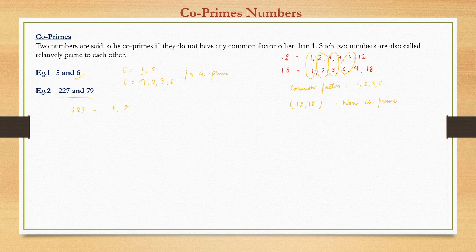So it means it has only two factors, 1 and 227. Similarly, 79 is also a prime number, with factors 1 and 79. So there's only one common factor, which is 1, or we can say the HCF is 1. So therefore 227 and 79 are co-prime. So I think now the concept is clear. Co-prime numbers are those pairs of numbers for which the HCF is 1, or which have only one common factor, that is 1. So this is a co-prime pair and each of the numbers is relatively prime to the other.